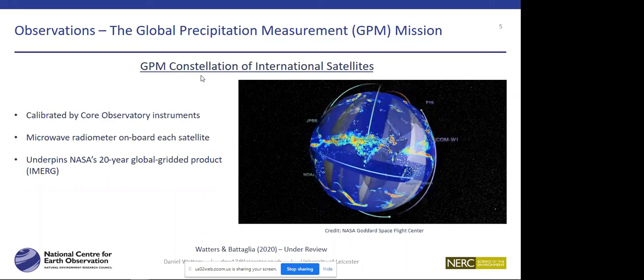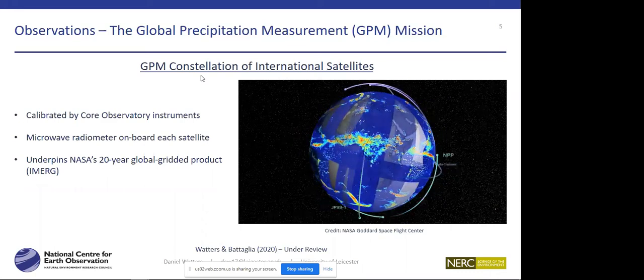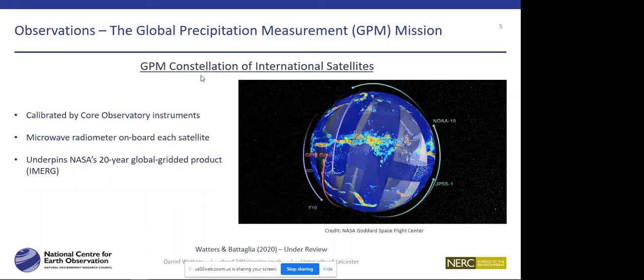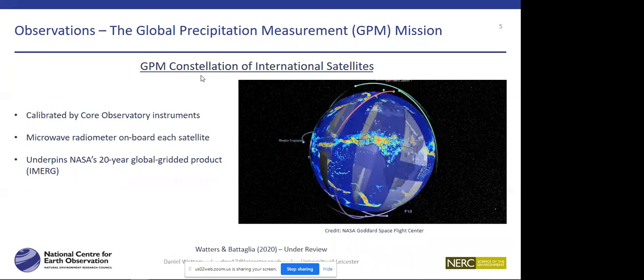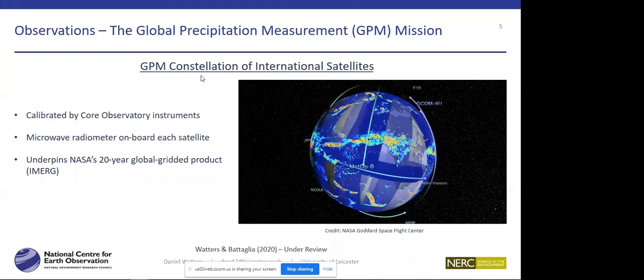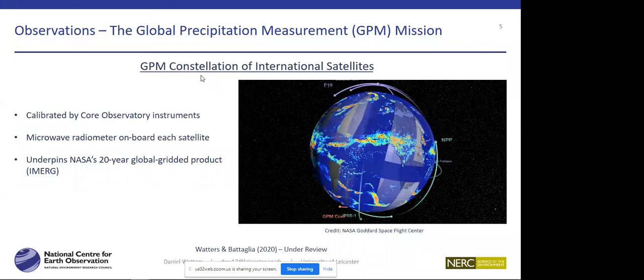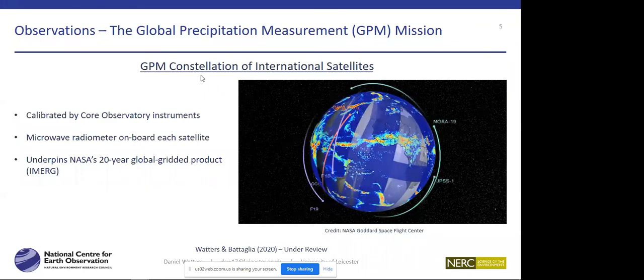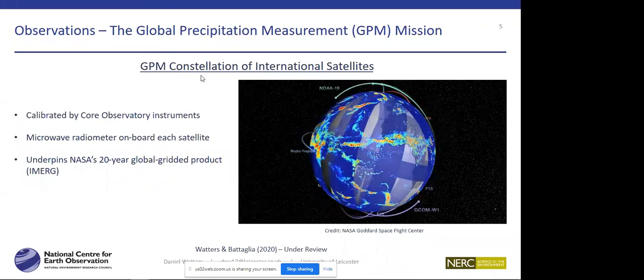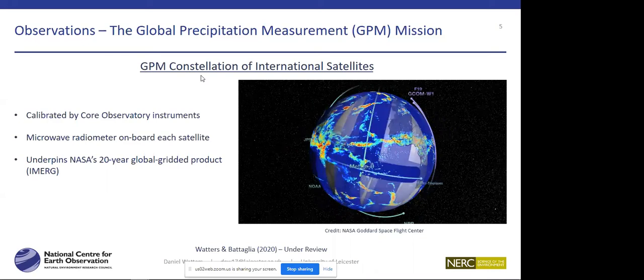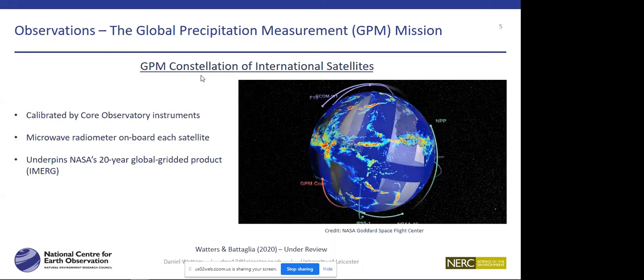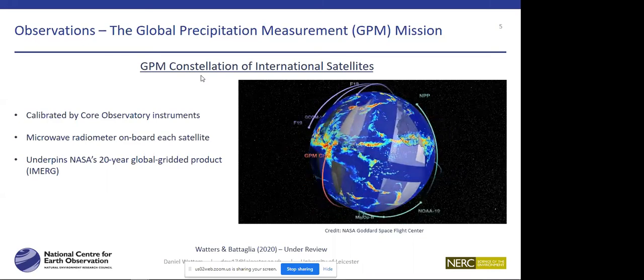And this constellation of radiometers underpins NASA's 20-year global precipitation record, which is called IMERG. The idea behind IMERG is that it combines these measurements from the radiometers. It uses infrared sensors as well, which are capable of measuring the clouds and telling you about the movement of the clouds and potentially the precipitation distribution underneath, and also ground-based gauges on the ground. So there's a lot of measurements going into that record.